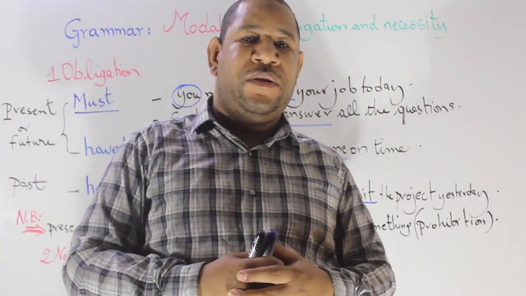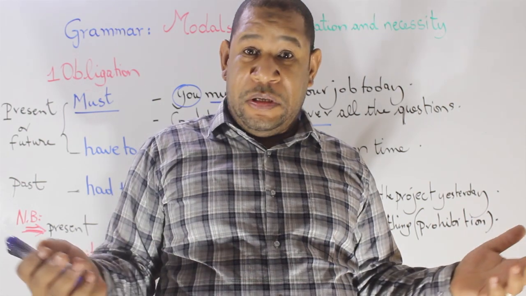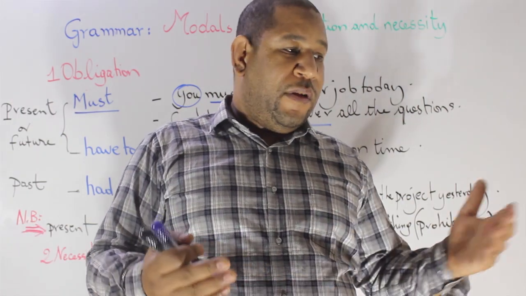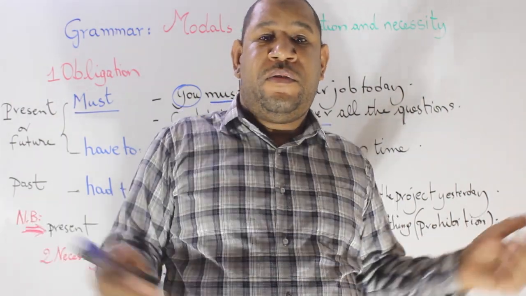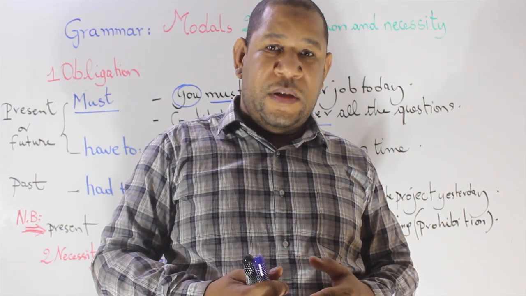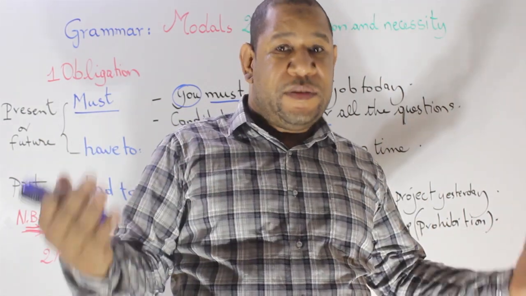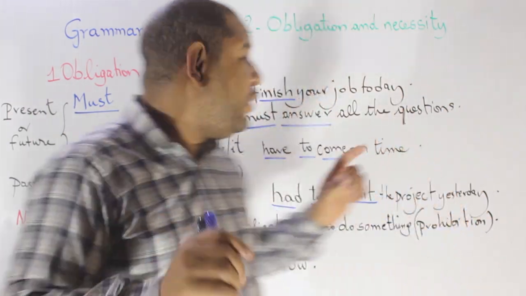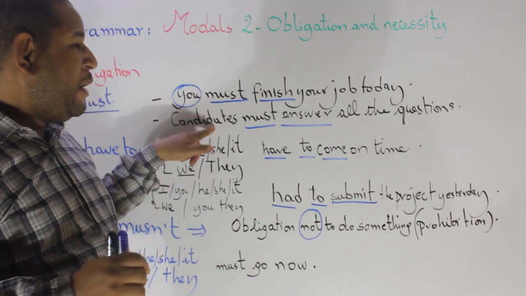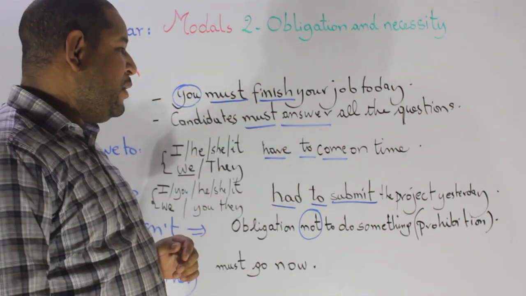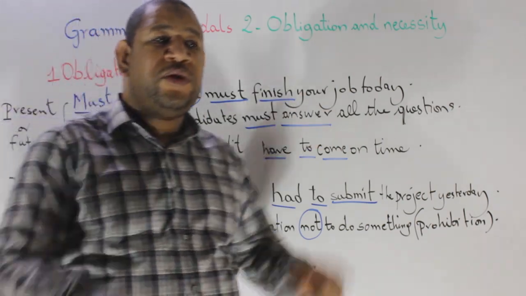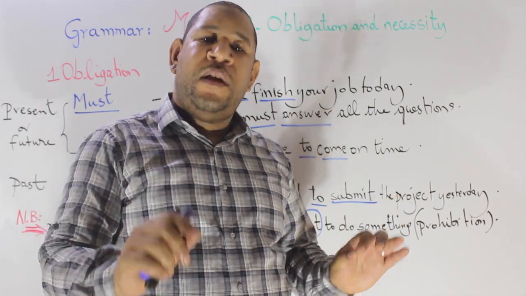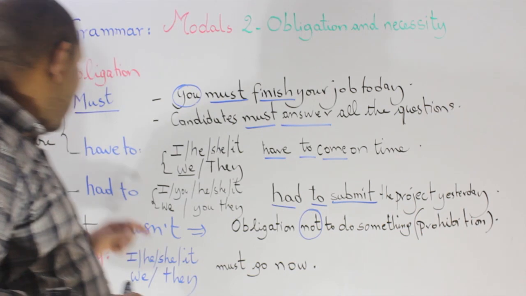What happens if I don't answer the questions? I will get punished. Yes, I will be punished. Why? If I don't answer the question, I will get 0 for that question. Okay? Which means I am obliged to do something. That's obligation with only the pronoun you or an implied you. This is implied. Candidates must answer all the questions. It means you, candidates, you must answer all the questions. Okay? So that's for must. Now let's move to have to.